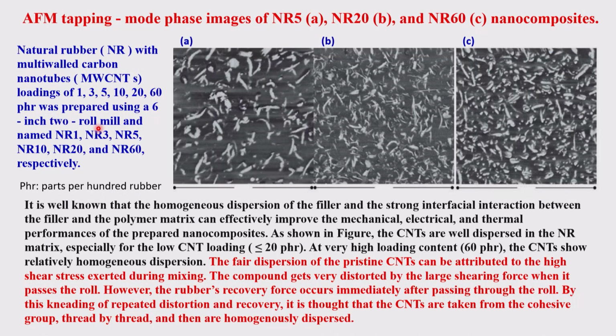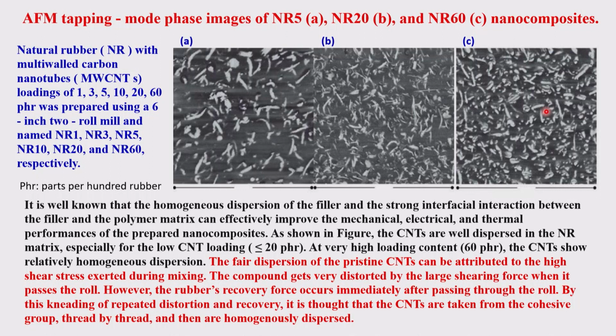After making, they will take it through the roll mill and make sort of a flat sheet, and then use a small film of that for studying. These are labeled as NR1, that means 1 loading, NR3, 3 loading, NR5, 5 loading, etc. The micrographs shown here are only for 3 cases: 5, 20 and 60.